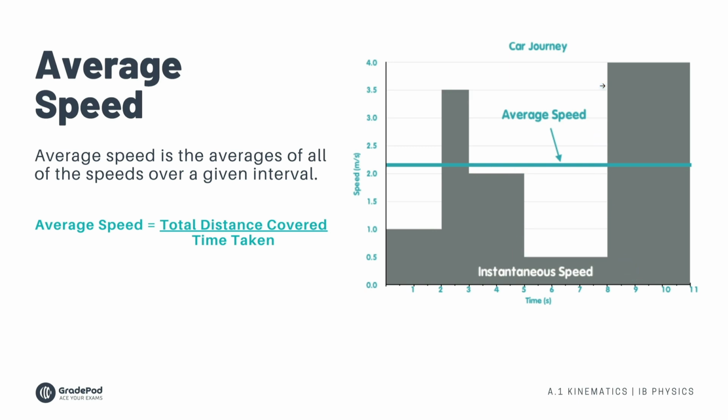Well, it'd be quite nice if we could just know the average speed of that car. And to find the average speed of the car, we'd use this equation. Average speed equals total distance covered divided by time taken.